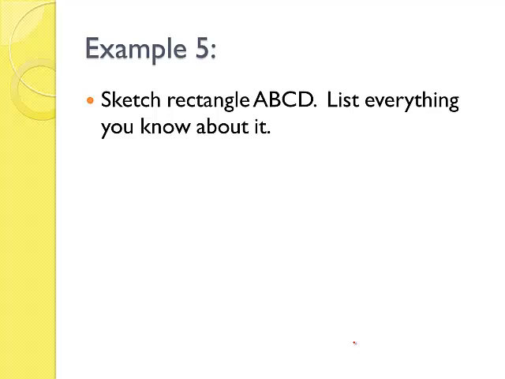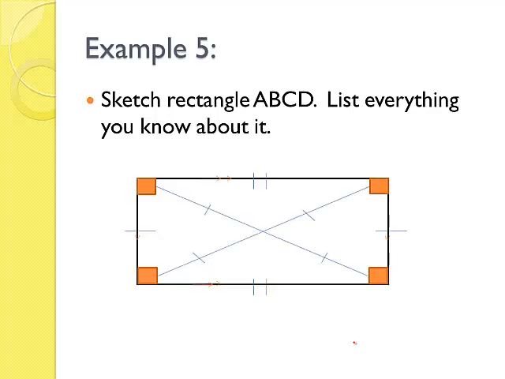Okay, so another example. We have: sketch rectangle ABCD and list everything you know about it. This is something you can either pause the video and try to do on your own, but I'm going to give you the answer here just so you know. I'll give you a little bit of time if you did want to pause the video. So the first thing I need to do is label it A, B, C, D.